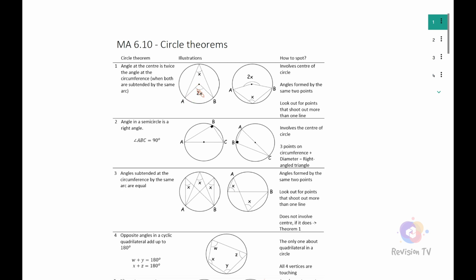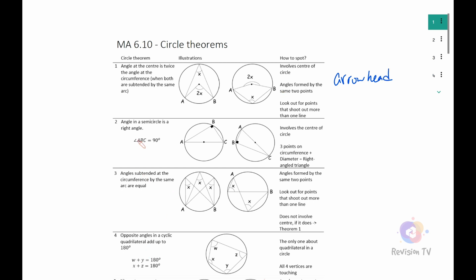Essentially, what it means is the angle at the center here, like an arrow, is double the one in here. So let's say if that's 10 degrees, that would be 20 degrees. How to spot it? Usually it involves the center of the circle and angles formed by the same 2 points, so you can see coming from A and B. Look out for points that shoot out more than one line. Points A and B shoot out more than one line, so chances are this might be the one. The way I like to describe this one is arrowhead, or arrow.